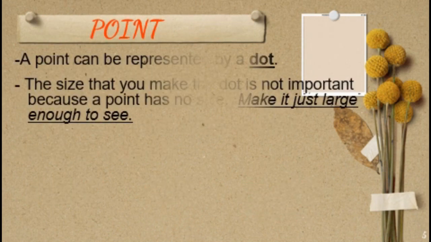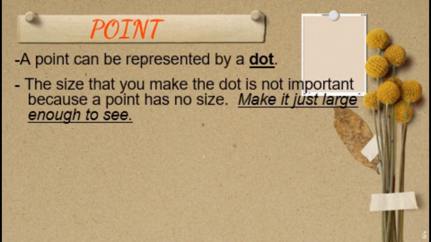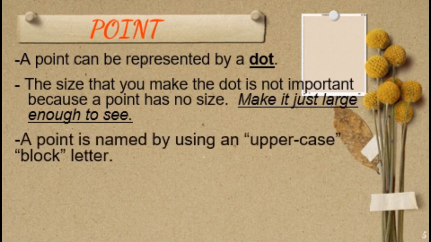Now let's talk about point. A point can be represented by a dot. The size that you make the dot is not important because a point has no size. Make it just large enough to see. A point is named by using an uppercase letter or black letter.